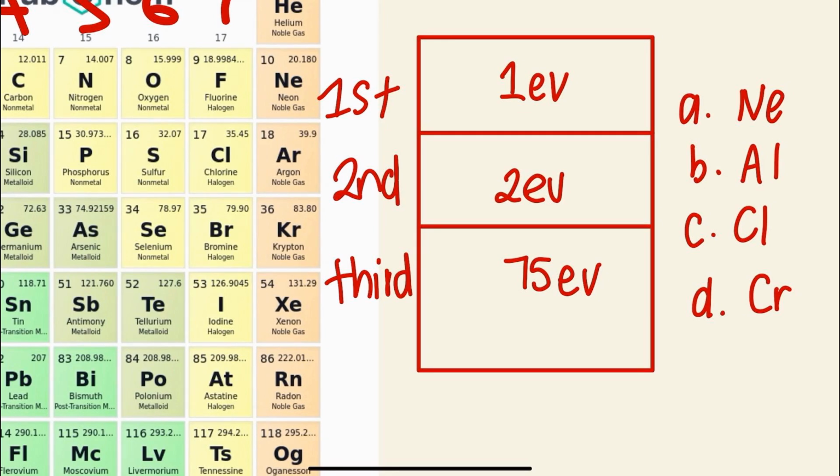Here, we have a table with the first, second, third ionization energies. We have 1, 2, and then suddenly 75. So we can predict that the third electron was really hard to remove, and that means we had to remove it from a stable shell. So take a look at this practice problem and try to predict which atom this table is based off of.